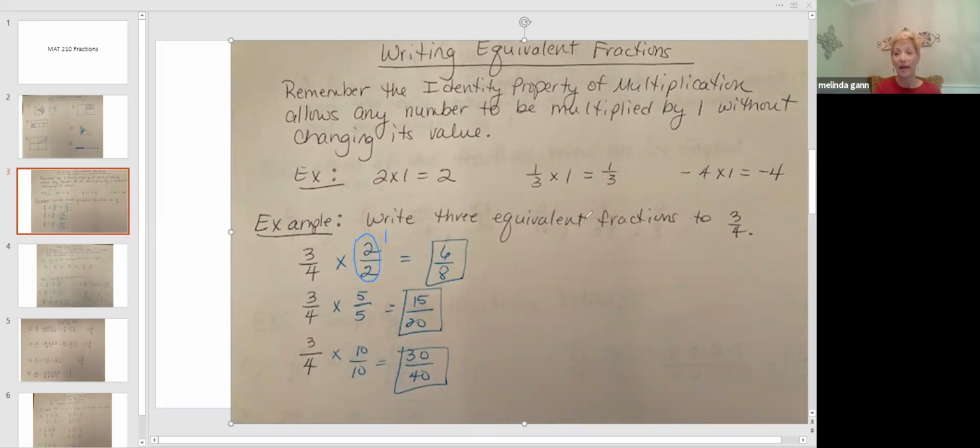So if you're told to write equivalent fractions, you can take a fraction and multiply by any form of 1 that you want to. You could use -17 over -17. You just can't use 0 over 0. But anything else over itself is going to give you an equivalent fraction. All right. Let's go to the next slide.